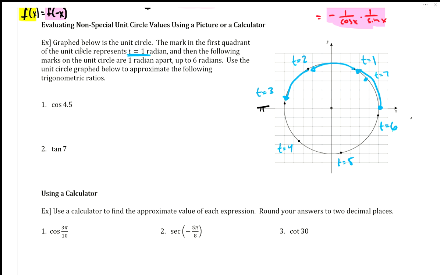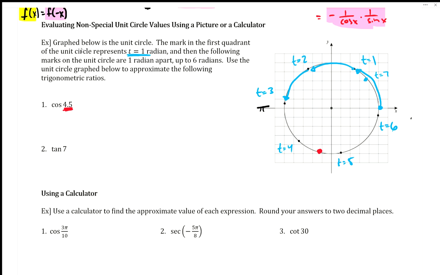Now that we've got these broken down, those are based on terminal points, and if we have terminal points, we can figure them out based on the x and y coordinates. Our first one, let's mark this in red: cosine of 4.5. If t equals 4 is down in quadrant 3 and 5 is in quadrant 4, then 4.5 should be somewhere in between, maybe about there. We'll estimate it. I can make my dot extra big and then try our best to figure out those x and y coordinates.